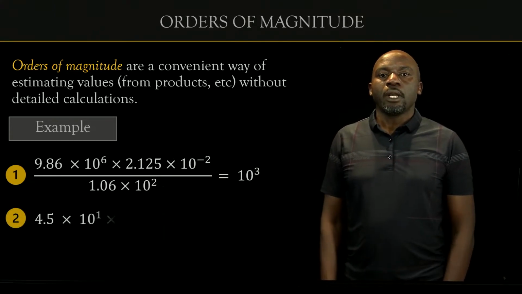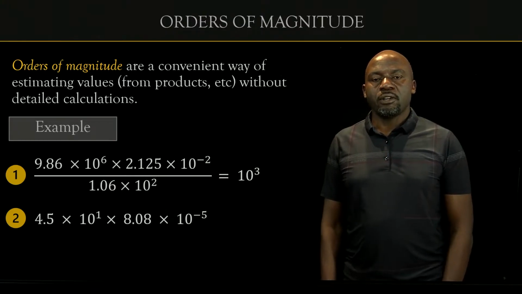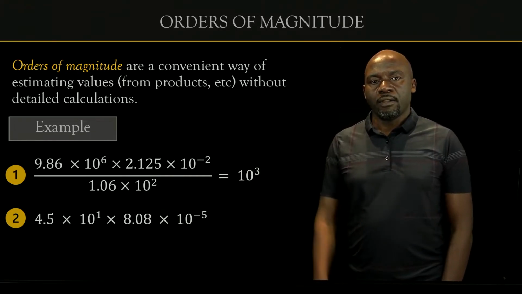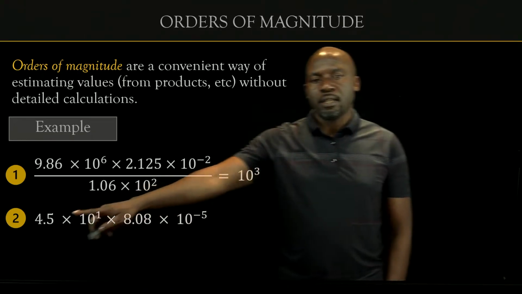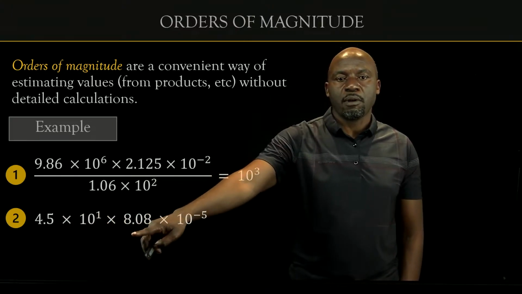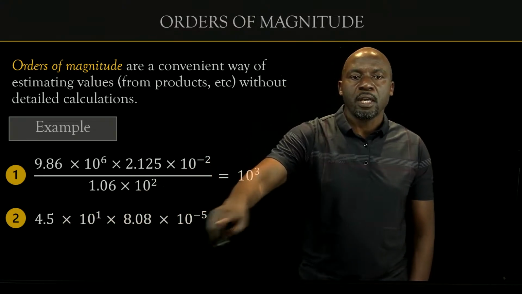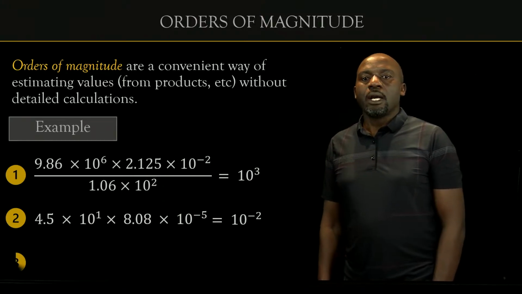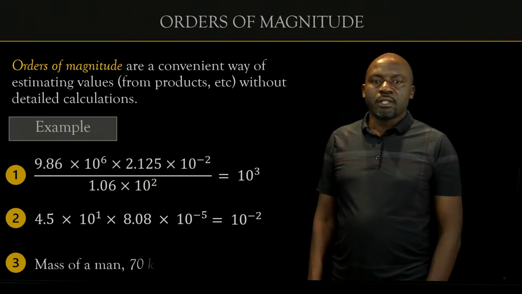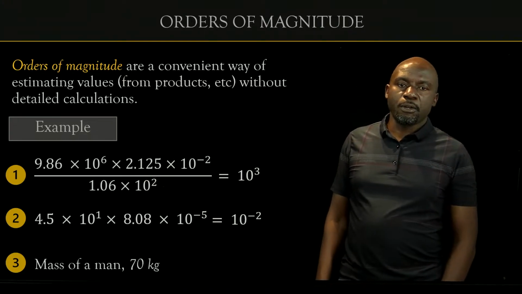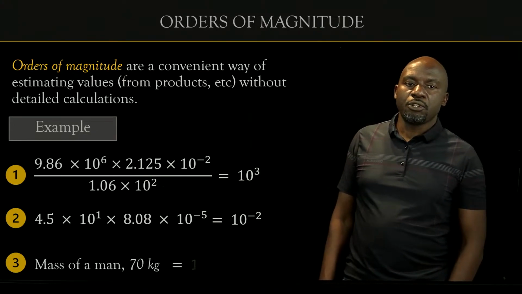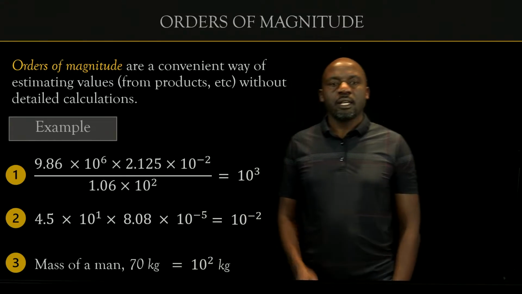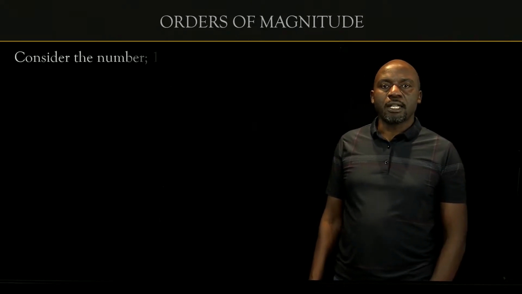Okay, similarly, if we were asked to express this in orders of magnitude, that is 4.5. This is 10 power 1, so I'd say this is 10 power 1, 10 power 1, 10 power 1, so that's 10 power 3, and so the total is 10 to the power of negative 2, like that. Okay, here's another one. In orders of magnitude, what's the mass of a full-grown man? So 70 kilogram should be 10 to the power of 2. The question is, how am I coming up with these values? And that is what we want to discuss.